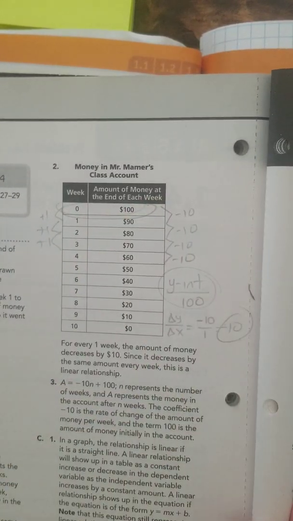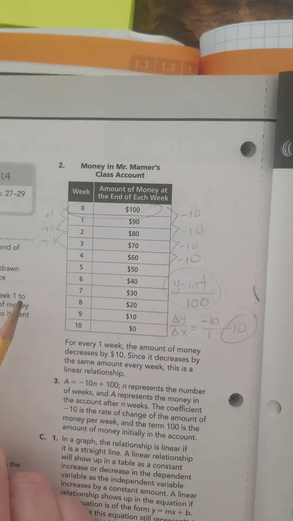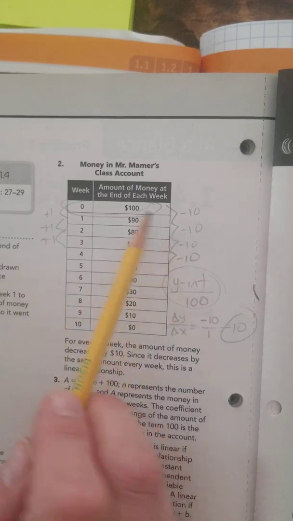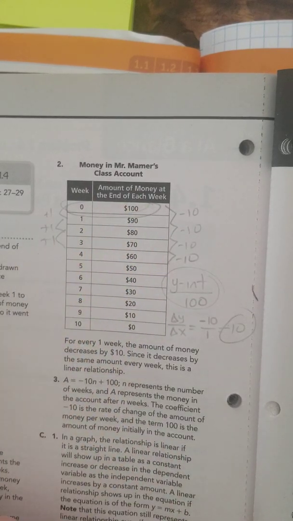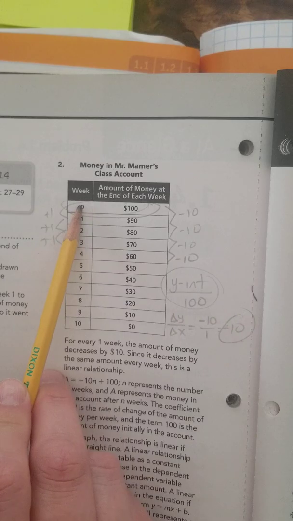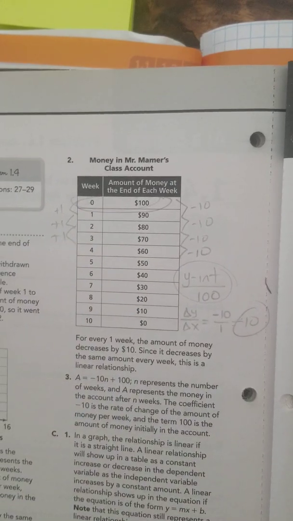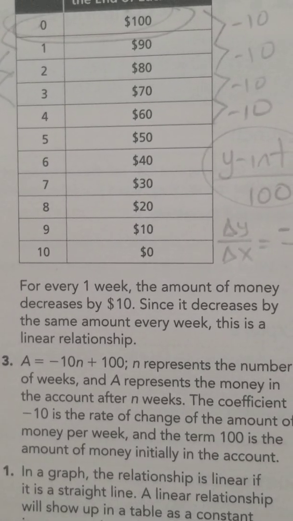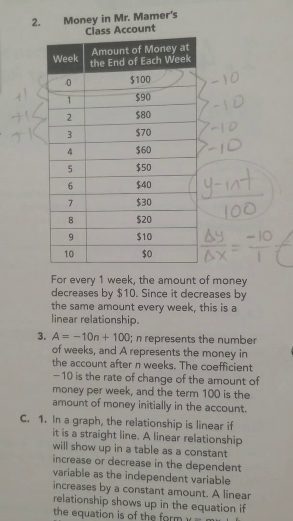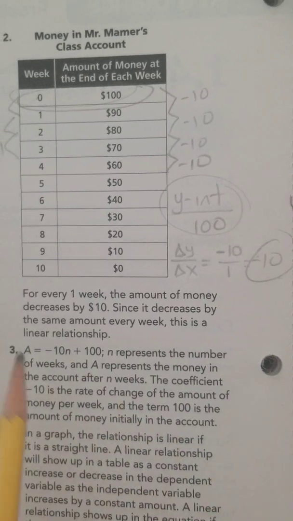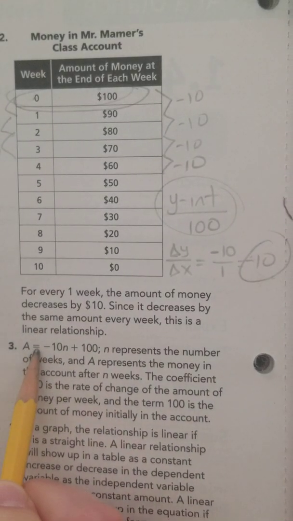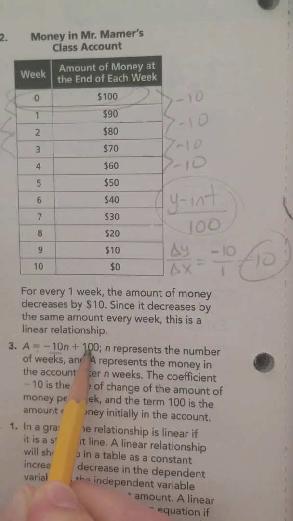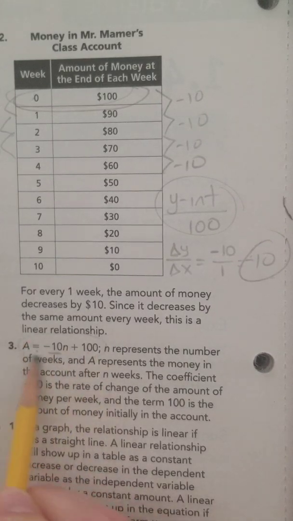So if you think about the equation, you're going to have two variables. In this case, they have used A for the amount of money, and N to represent the number of weeks. I'm going to zoom in on that equation a little bit here. It's in the answer key. So you'll see the amount of money is equal to negative 10 times the number of weeks plus 100. So this is one way to write it.